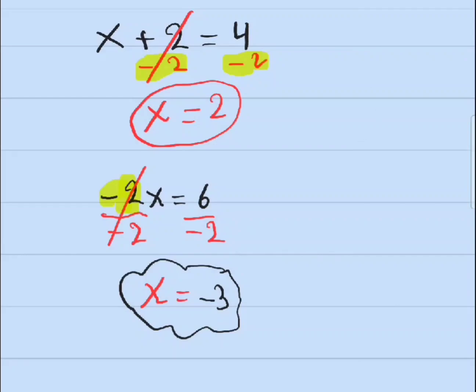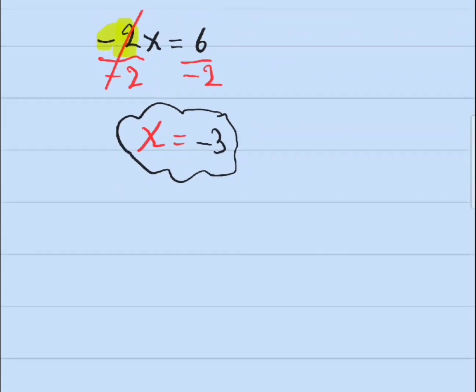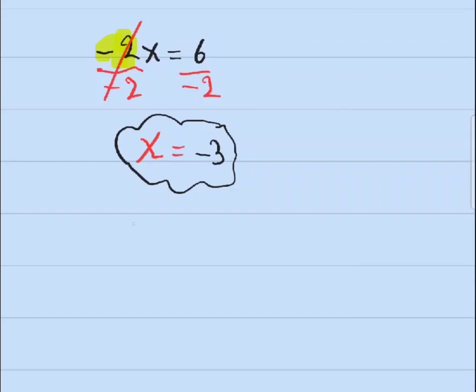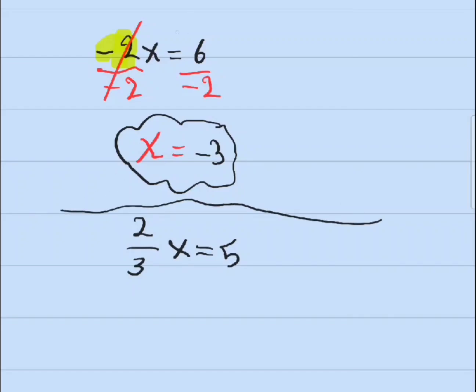Now here, what I had to do was do some subtraction to both sides of the equation. Here I had to do some division. I'm dividing. Now in this equation right here, the best way to solve an equation where there's a fraction in front of the variable like so is just to flip that fraction. We call that the reciprocal.